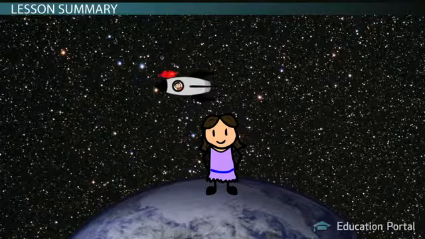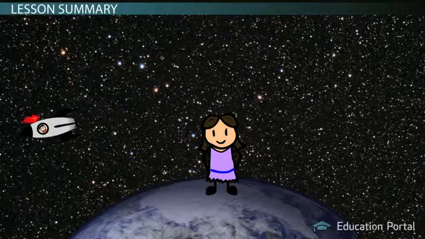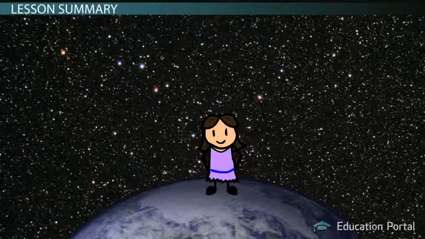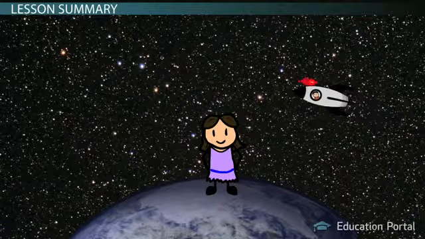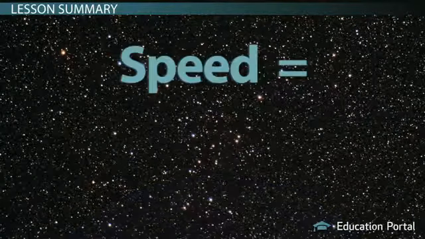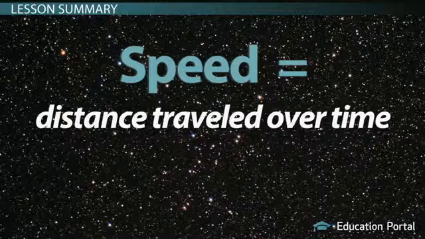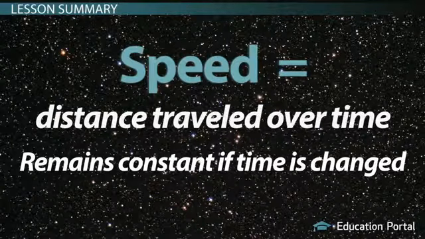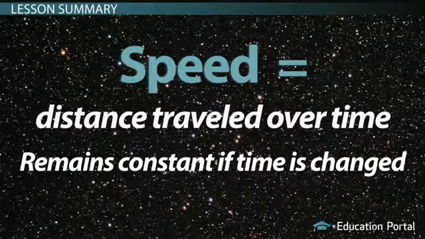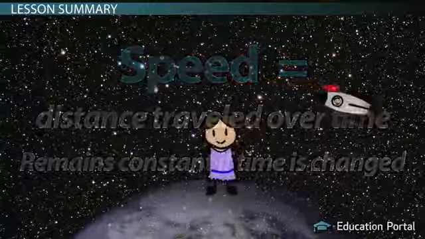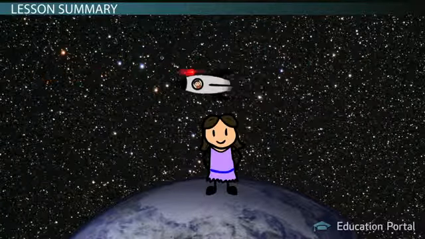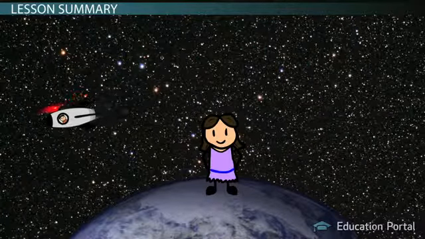This is the speed that would be observed by both the pilot of the spaceship and a stationary observer outside of the ship. As speed is a measure of distance traveled over time, the speed of light can remain constant if time is changed. Time dilation is negligible at speeds that we encounter on a daily basis. Time dilation becomes evident only at speeds approaching the speed of light.